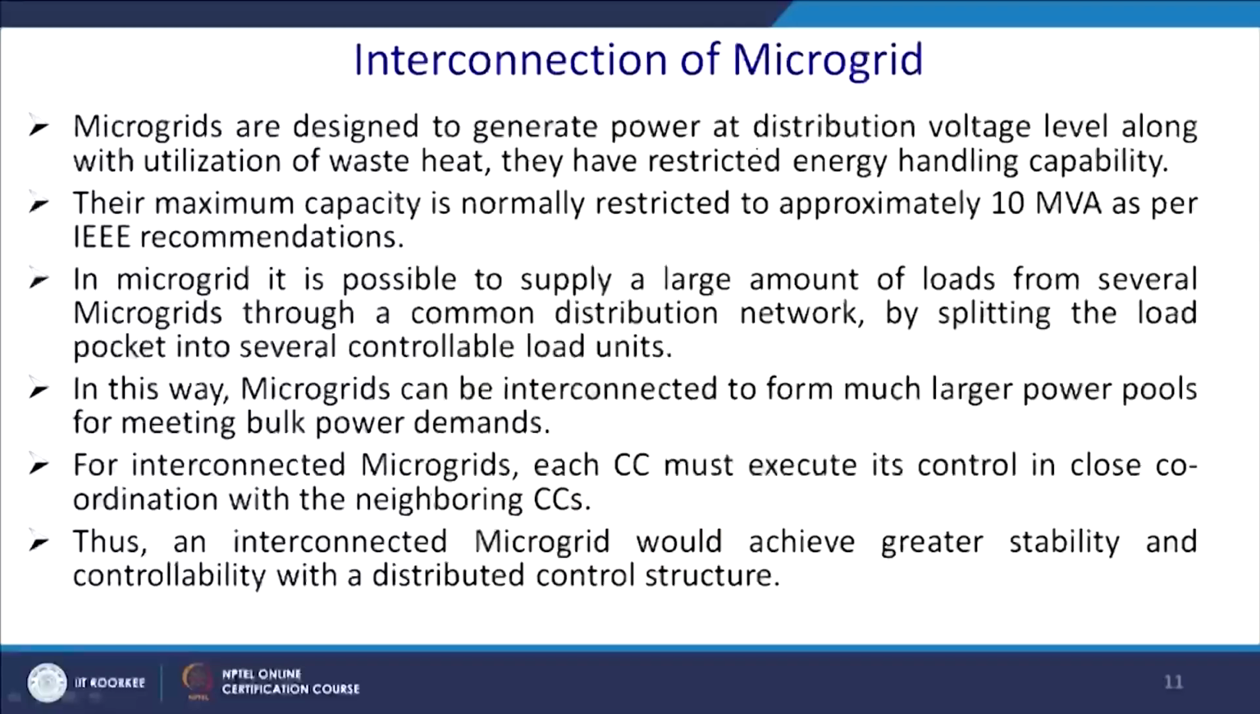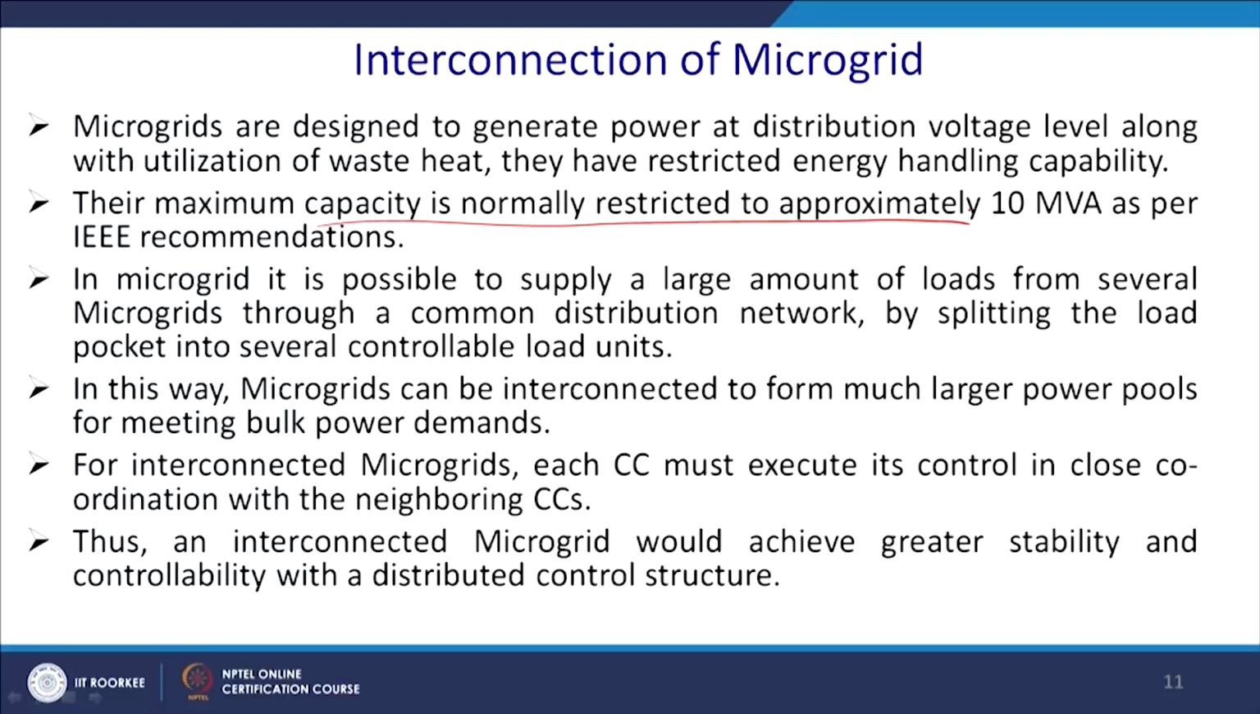Interconnection of the microgrids. Microgrids are designed to generate power at distribution voltage level along with utilization of waste heat. They have restricted energy handling capability. For this reason, the maximum capacity is normally restricted to approximately 10 MVA as per the IEEE recommendation. So, that is also quite big power from the Indian perspective.